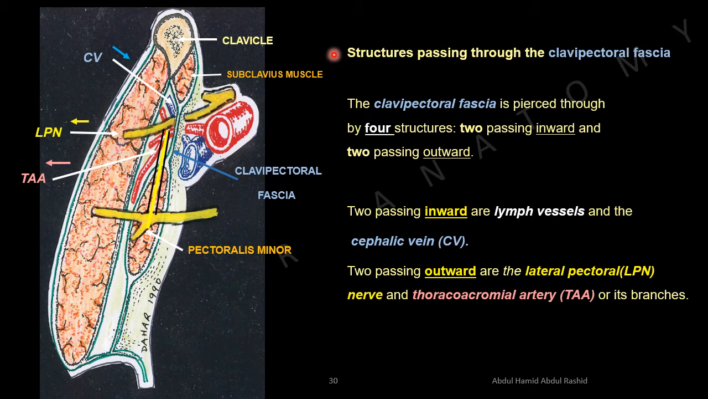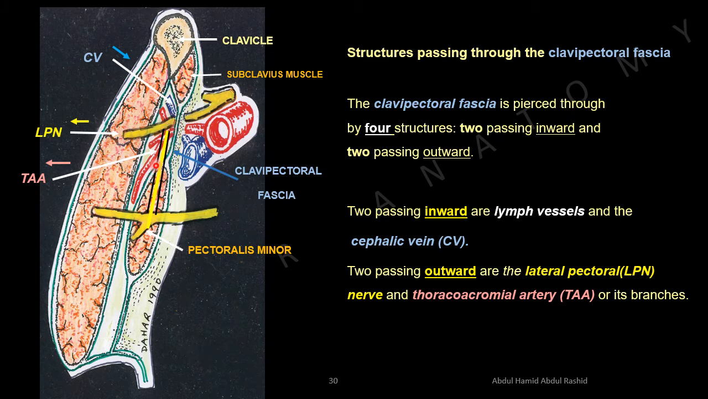Structures passing through the clavipectoral fascia. Let's look at the diagram first. This is the clavicle. This is the subclavius. This is the pectoralis minor muscle. Between this pectoralis minor muscle and subclavius, there is a fascia we call the clavipectoral fascia.